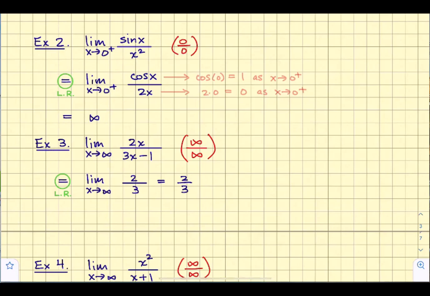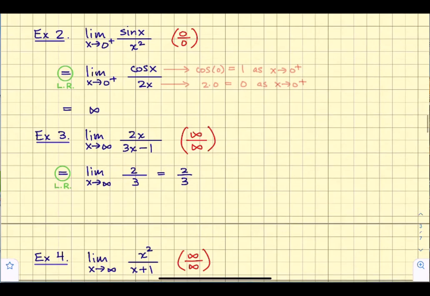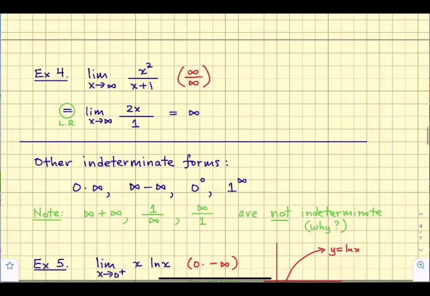Marching on with our third example, if we take the limit as x goes to infinity of 2x over 3x minus 1, this is an infinity over infinity indeterminate form that we discussed before. We can apply L'Hopital's rule. The derivative of the top is 2. The derivative of the bottom is 3. This limit is very straightforward now. The limit is just 2/3. So notice L'Hopital's rule is a very efficient tool, in many situations, for resolving these 0 over 0 or infinity over infinity indeterminate forms.